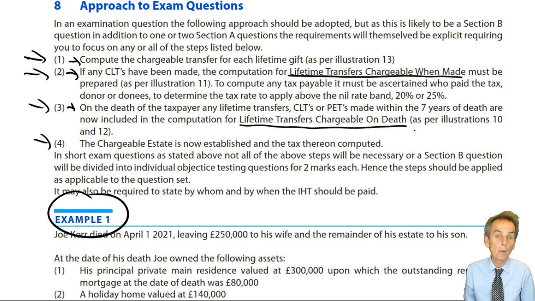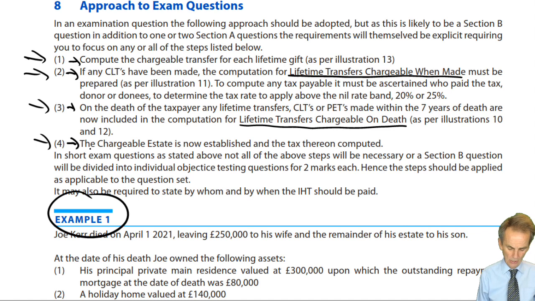Now again, you'll probably remember, of course, the levels of taper relief, moving from 20% if we've survived for between 3 to 4 years from the date of the transfer to the date of death, up to a maximum 80% taper relief if we've survived for between 6 and 7 years from the date of transfer to the date of death there. Not that you need to remember those figures, because of course that table is provided to you on your rates and allowances pages.